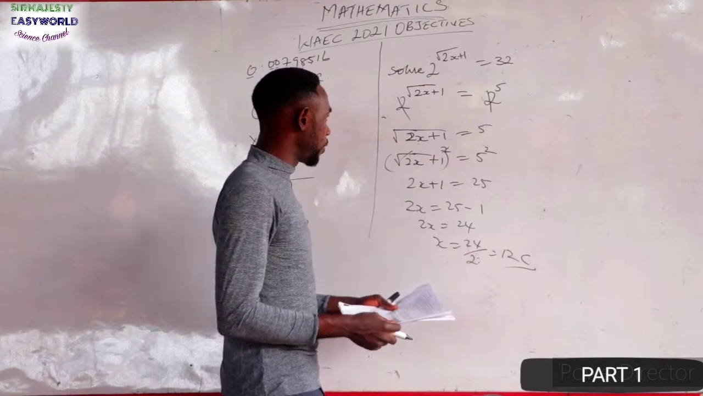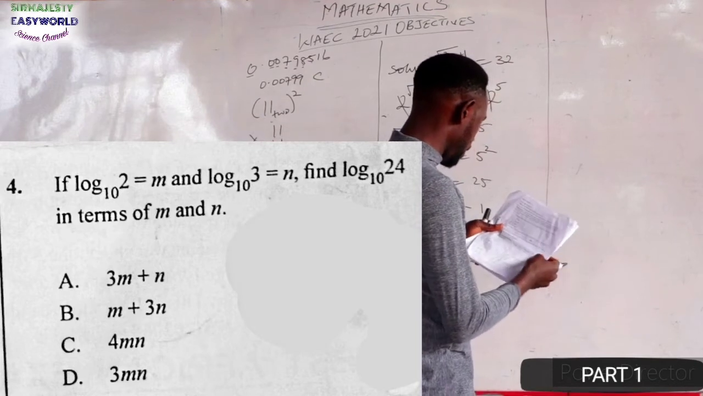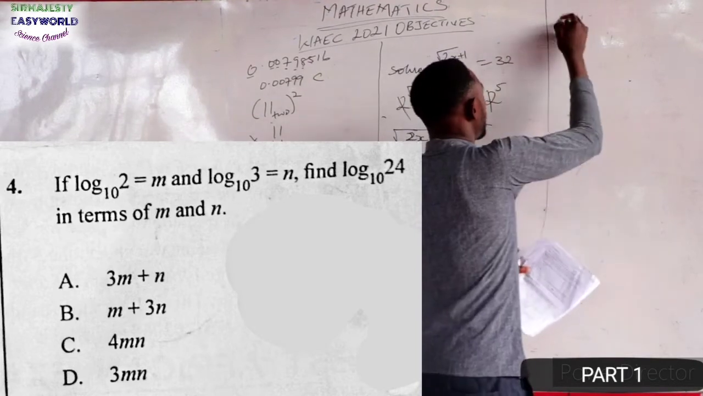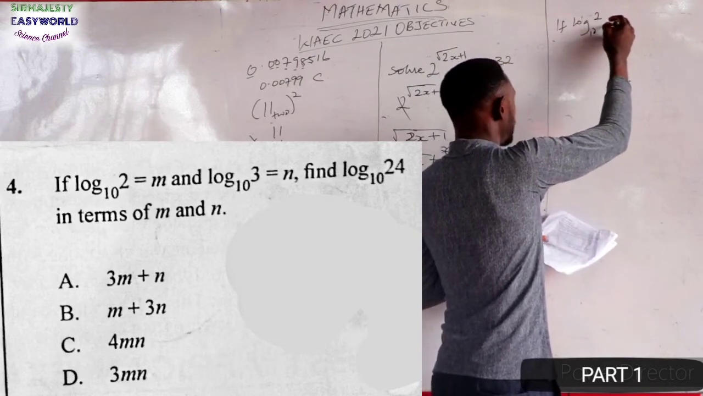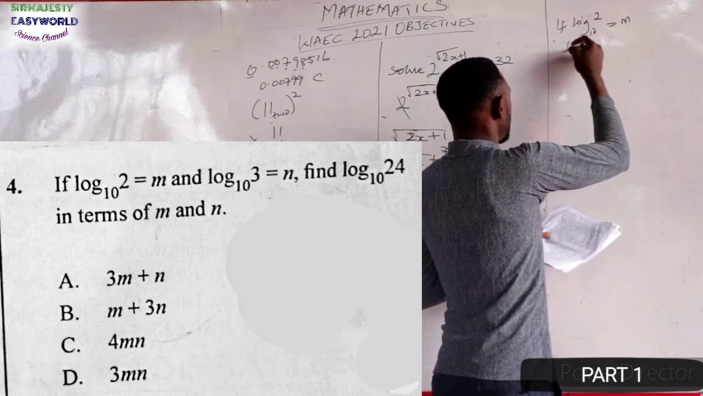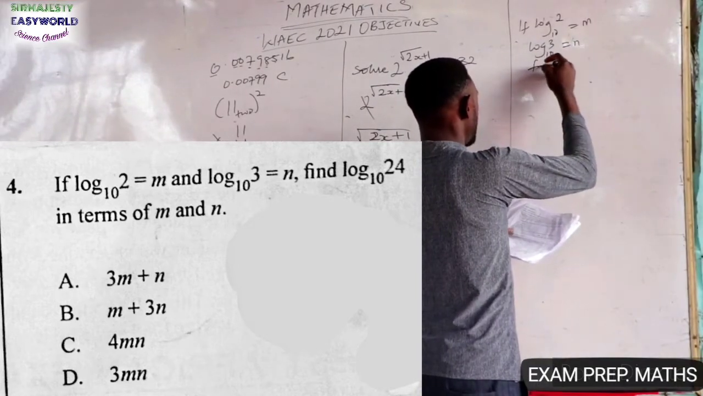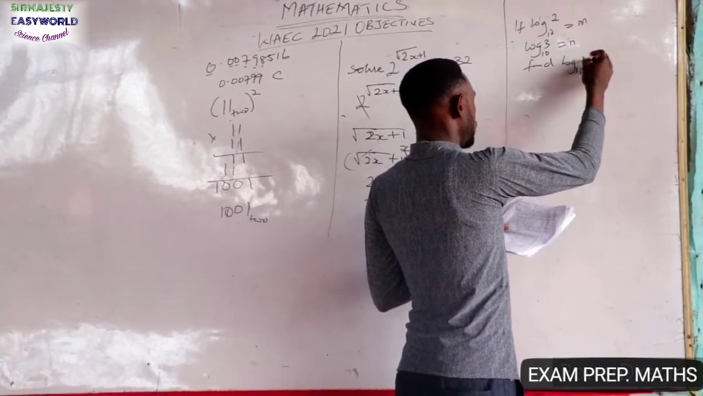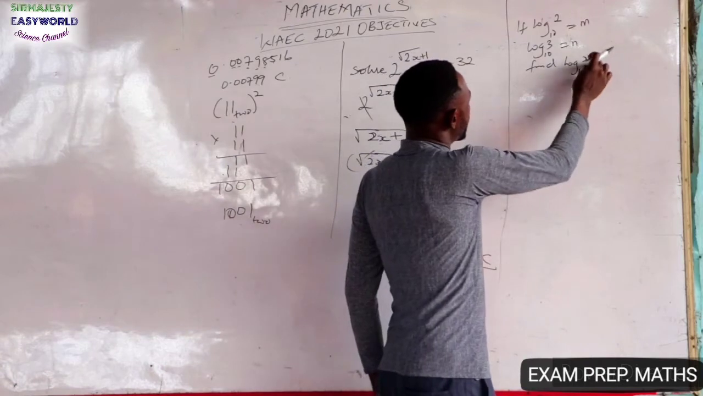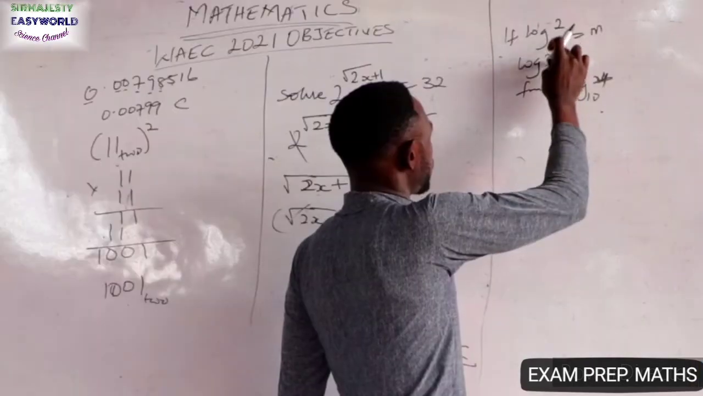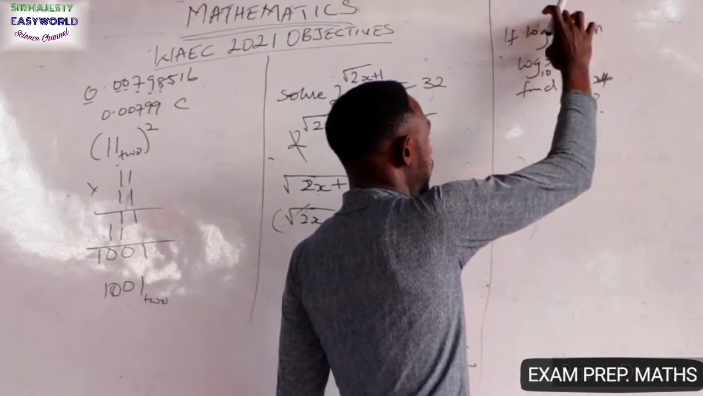Then, question number 4, as you can see there on the screen, says if log 2 base 10 is regarded as m, and log 3 base 10 is taken as n, then find log 24 base 10. In this case, we will try to break down 24 in terms of multiples of 3 and 2, because those are the numbers they gave us. Just break this 24 down to be multiples of 3 and 2.